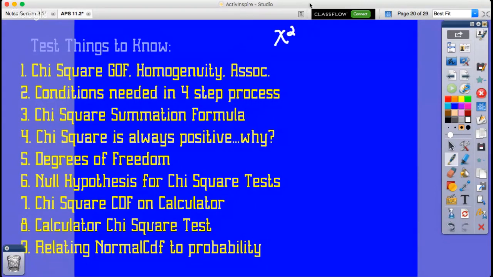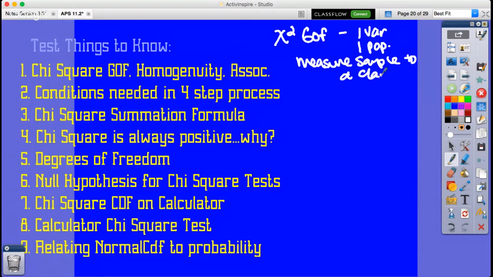All right, so real quick, we have chi-square goodness of fit. Remember, this is one variable and one population. Couple things to note on this. A lot of times we compare a sample to a claim. Okay, that's kind of a big thing. If you remember, our activity was M&M sample to what the proposed claim was. So you might say, well, what's the variable? The color of the M&M was the variable. The population was the M&M sample.